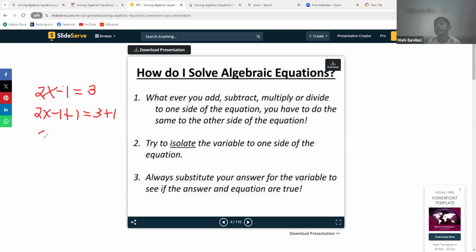I have a question. Yeah. What is it? It says 2x. What does that mean? What does 2x mean?